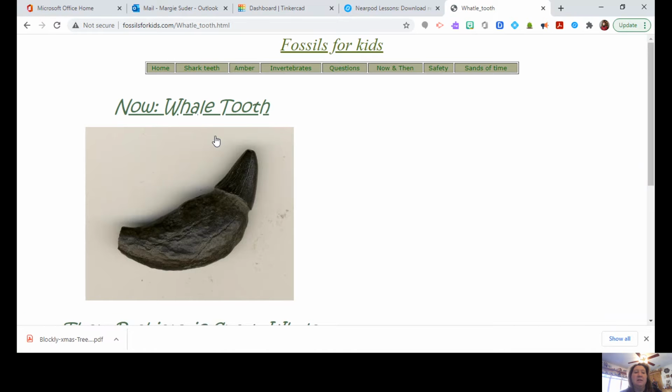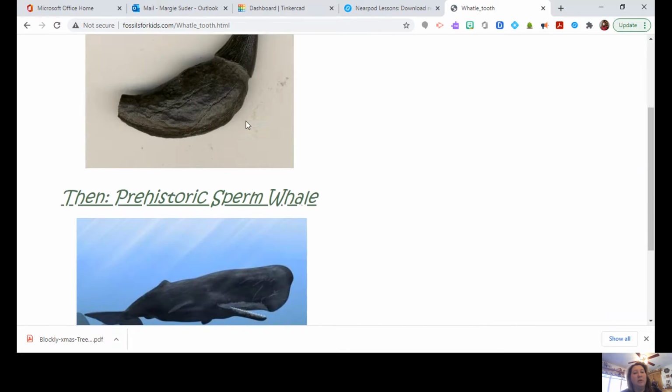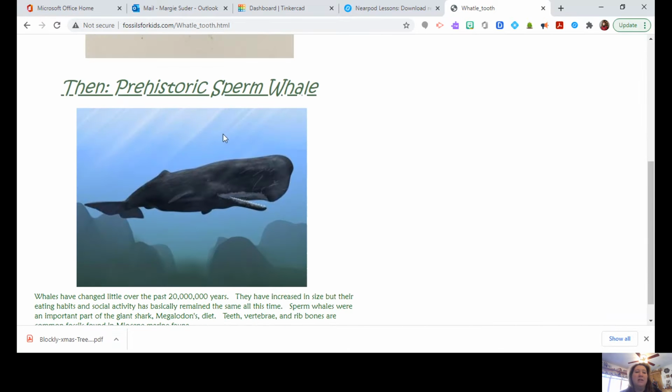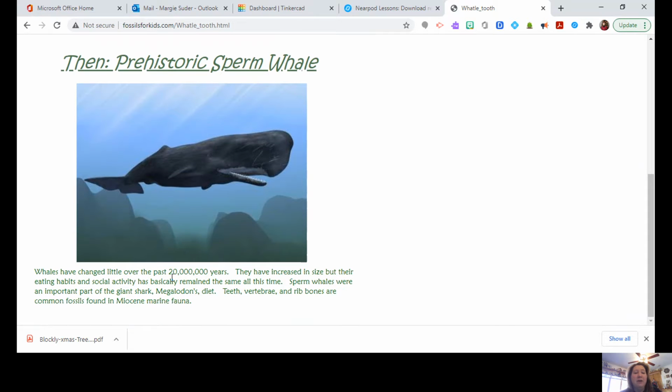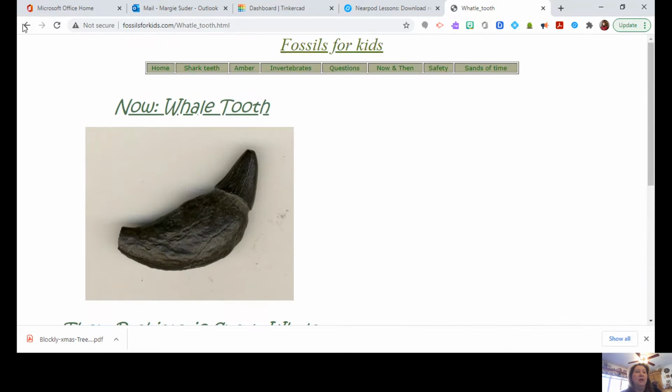Ooh, I wonder what this is. Oh, now this tells me this was a whale tooth. And here was the prehistoric sperm whale, a picture of what it would have looked like when it was living. And it says it was past 20 million years old. And so it tells you a little bit about what it ate and a little bit about how it was important in the habitat at that time. Okay.